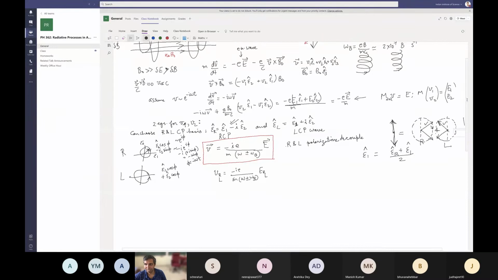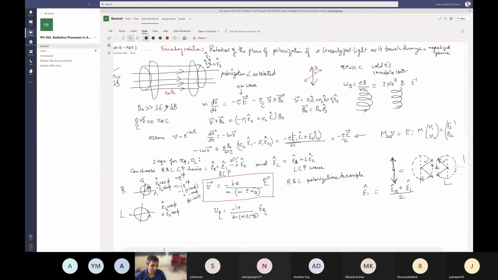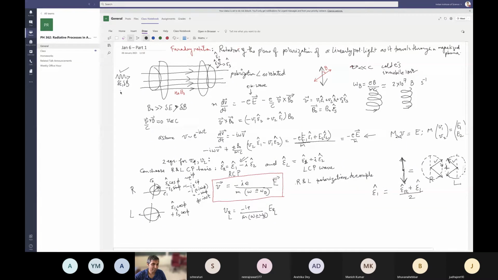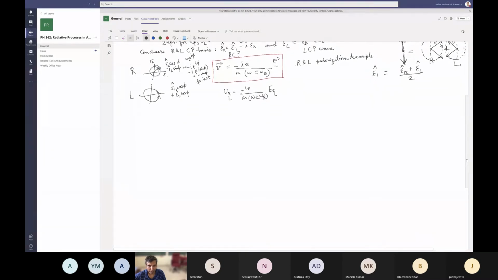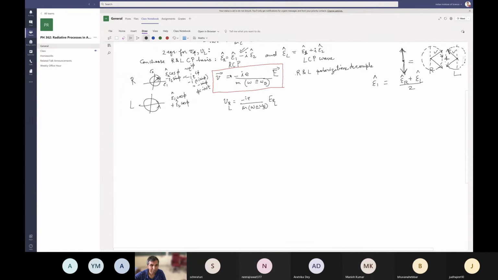So the idea is that this linearly polarized wave that we launch here on the left can be written as a sum of R and L waves, right? And the R and L waves have different phase velocities as they move through this magnetized medium. Because of that, there is a phase difference added after they cross this medium, and that is what causes the plane of polarization to rotate. So let's see. Actually, let's continue. So this is the relation between V and E.